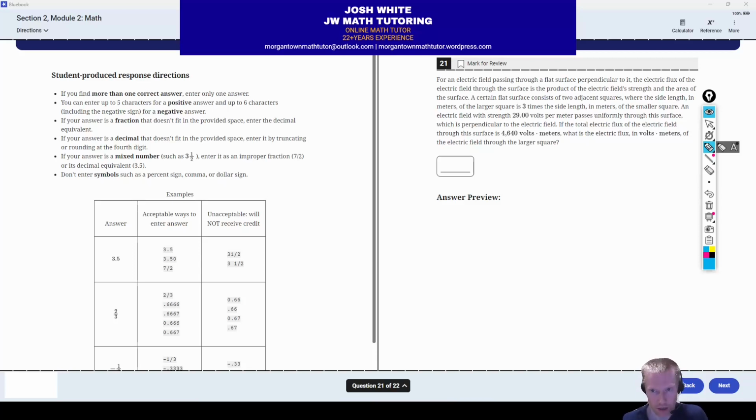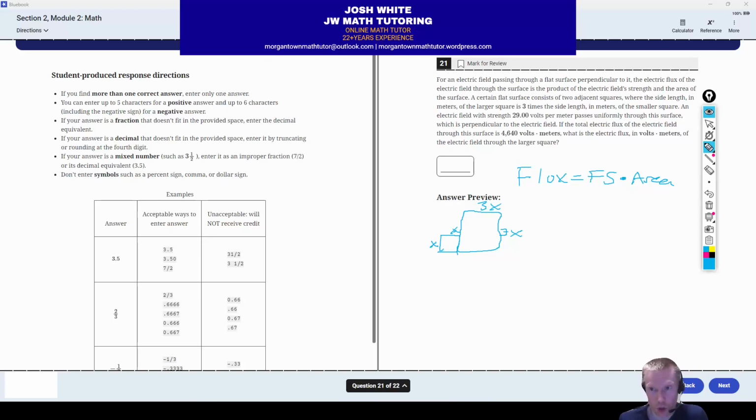So if you draw a picture out, basically what you have is one small square. Say the sides are x and x. Then next to it, you have the larger square. They tell us that the side lengths of the larger one are 3 times the small. So this would be 3x, and this would be 3x. Now, if you read through all this wall of text here, basically you get the equation that flux is equal to field strength times area.